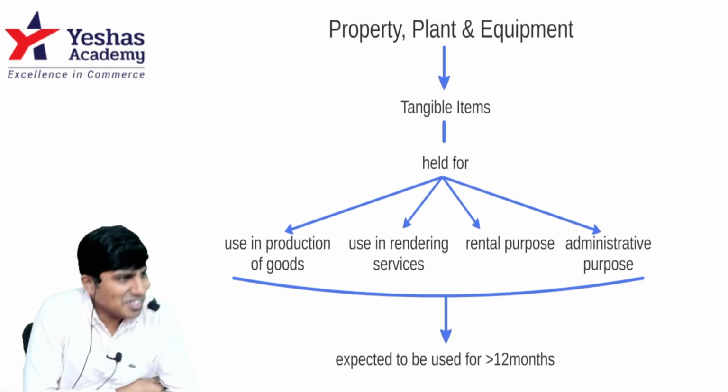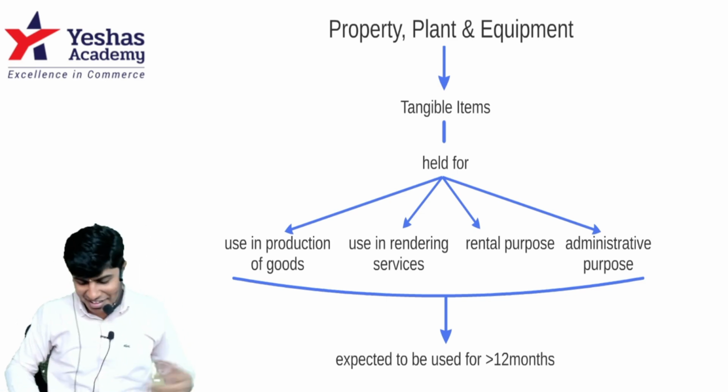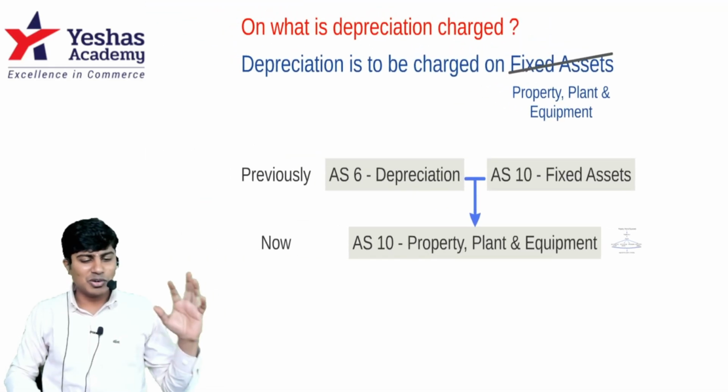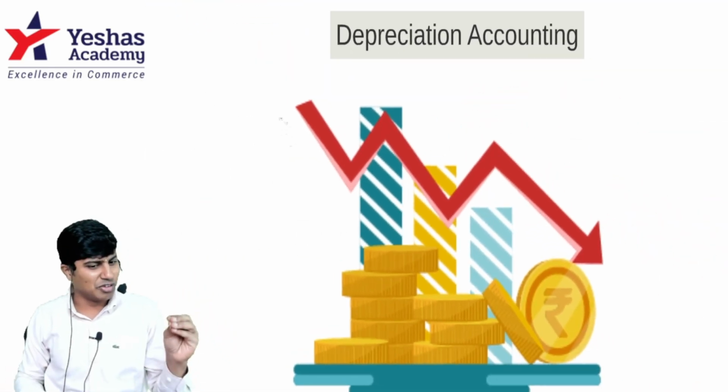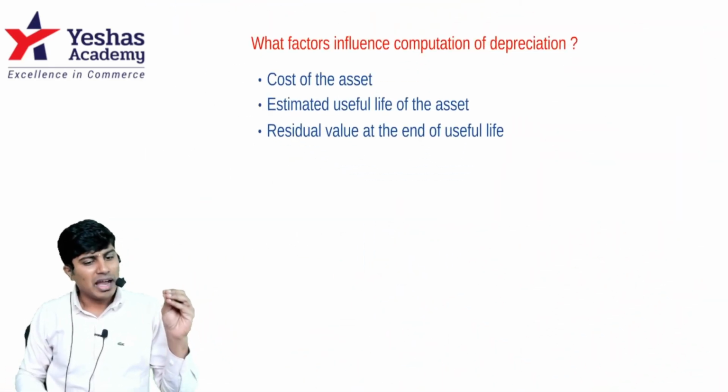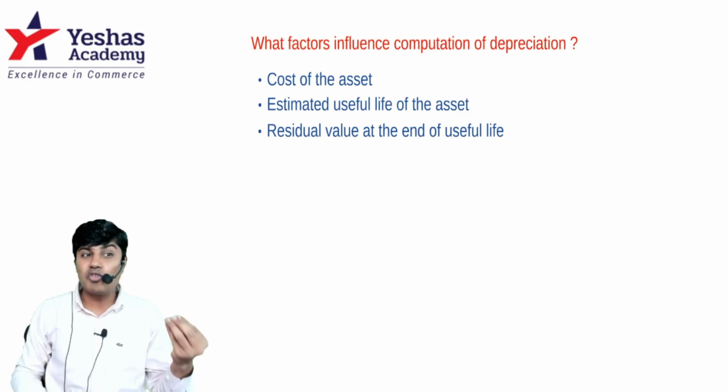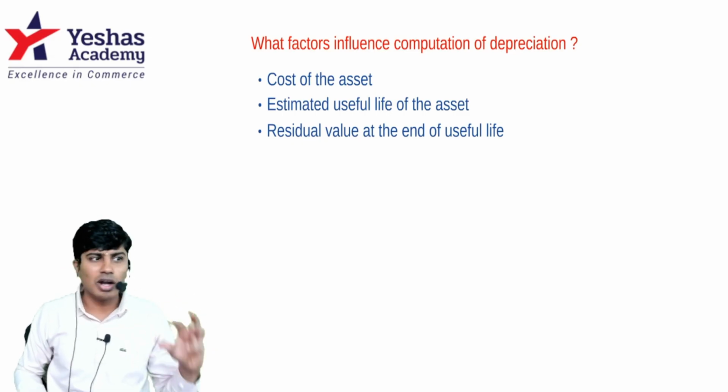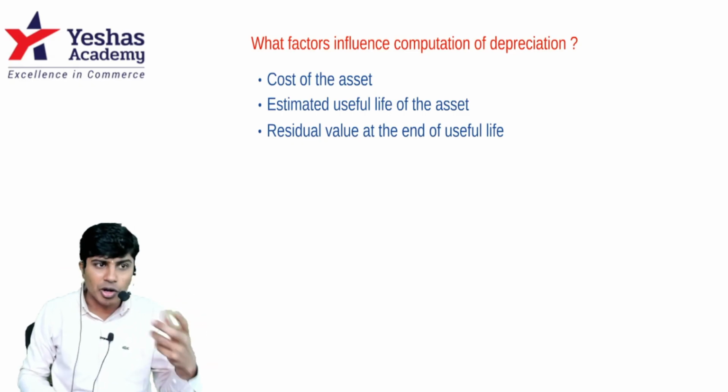Yeah, you understood the definition of property, plant, and equipment, everyone? Let's proceed. Now, after we know the definition, you understood the reason why we should depreciate and everything. Now, I want you to know what are the things that will influence depreciation. Depreciation is not the same on every asset. Depreciation is dependent upon certain things.